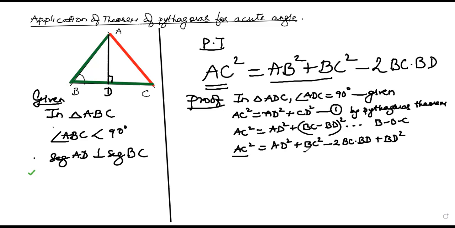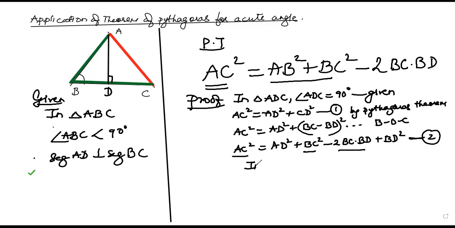Okay. Now you can see, children, when you compare to the answer, you want AC square in your answer, you want BC square in your answer, you want minus 2 BC BD in your answer, you don't want AD square and BD square. Just look at AD square and BD square. I call this statement number 2. Now you don't want AD square and BD square.